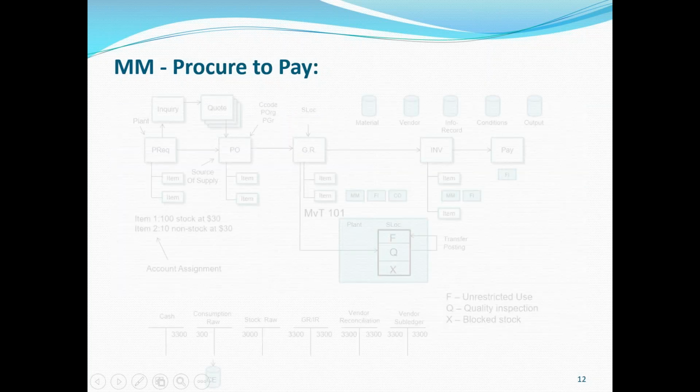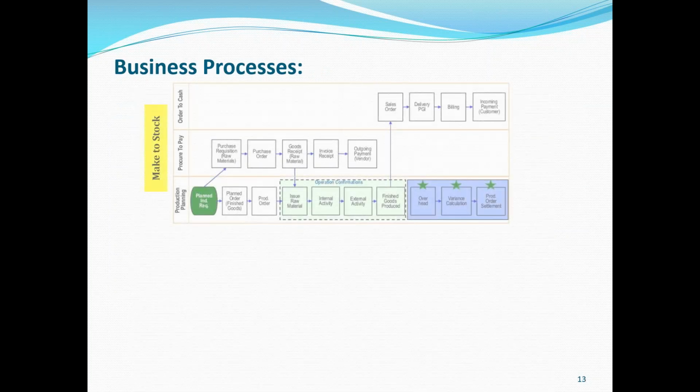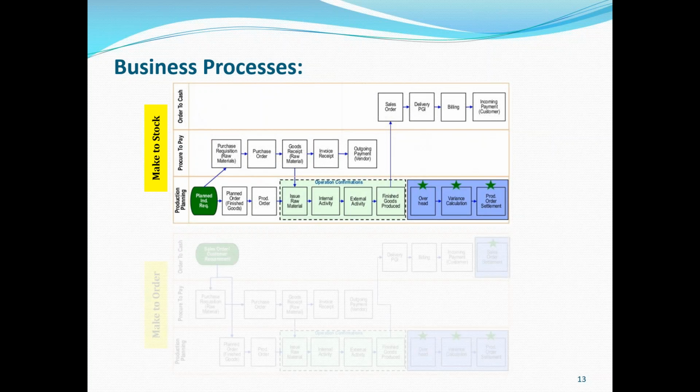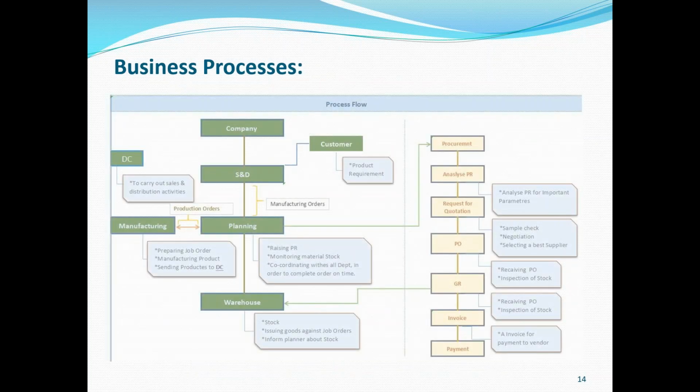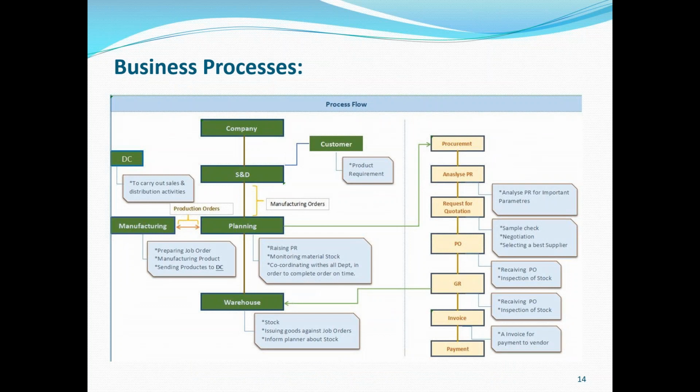Then we have different flows. We will try to understand different business processes, like the role in make to order and make to stock, right? As you can see here, this also illustrates the same flow. And here we can see the link, or the integration, between SD, PP, and MM, right?